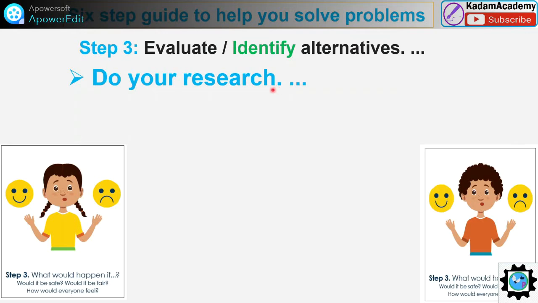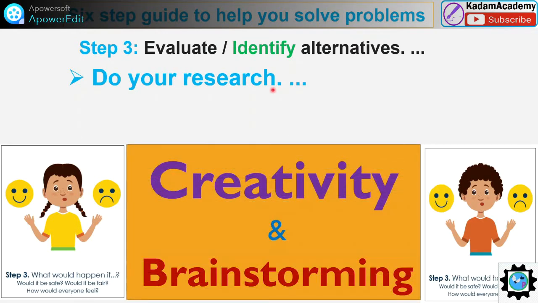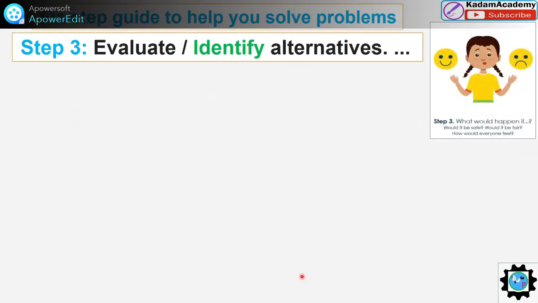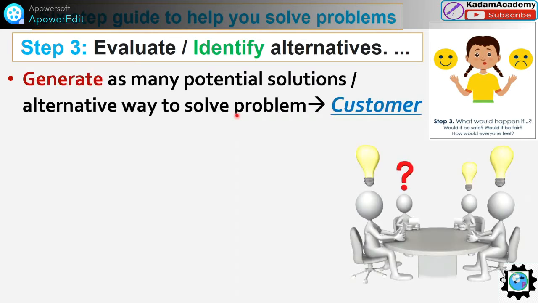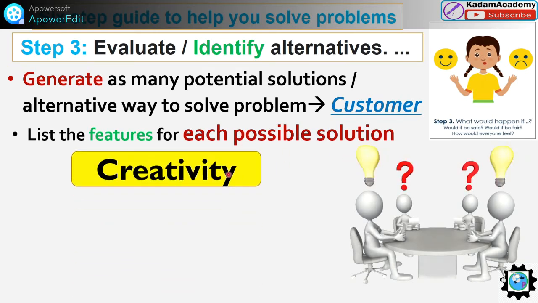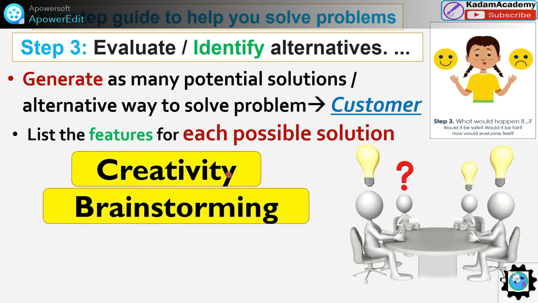This stage, as you think, requires creativity and brainstorming. Friends, look for possible solutions with creativity and brainstorming. To identify the alternatives, finding the solutions in a very tricky manner, generate as many potential solutions and alternatives as possible, discussing with the customer and brainstorming. So list the features of each possible solution. It will require creativity and brainstorming.